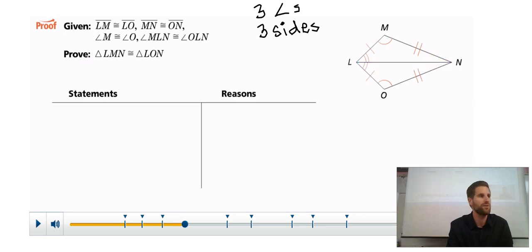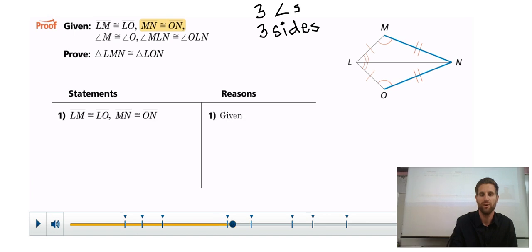And we want to start with our statements and reasons. Again, we need to prove 3 angles and 3 sides. Well, we start with our given statement that our 2 sides we already know are congruent. That was given to us. So we go ahead and show LM and LO are congruent, NO and MN are congruent by given.